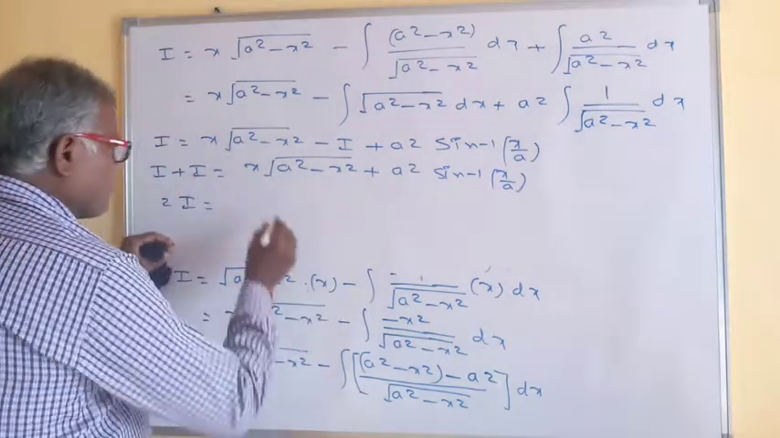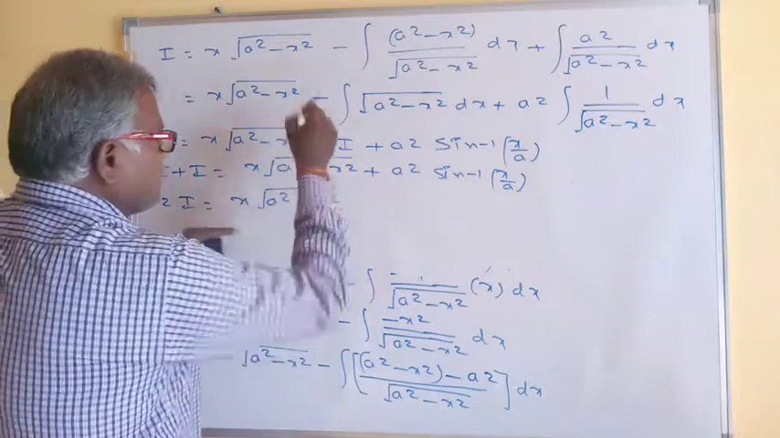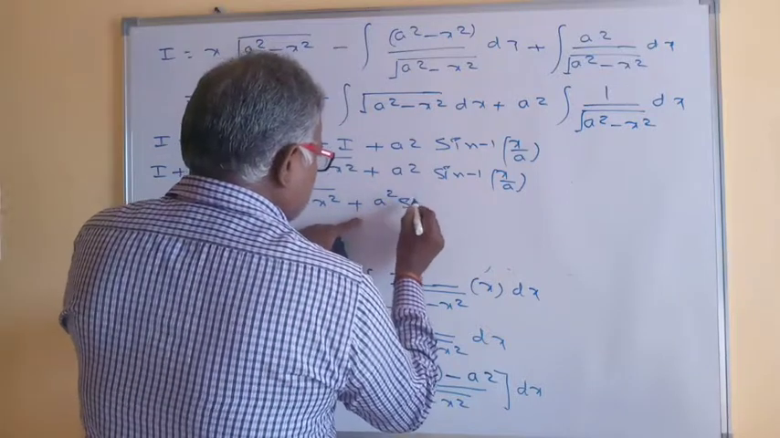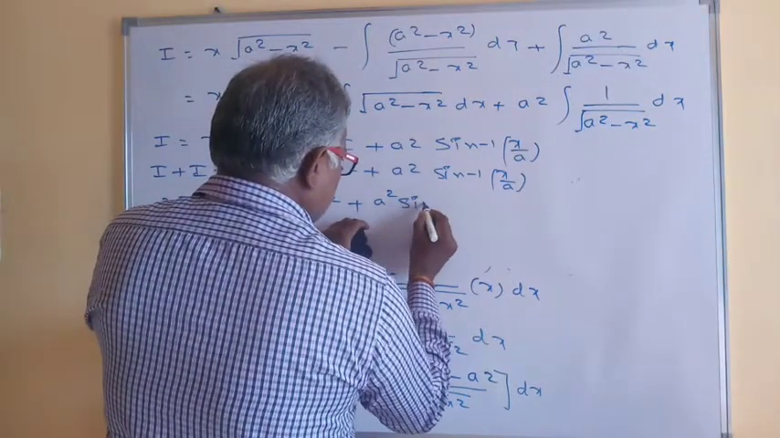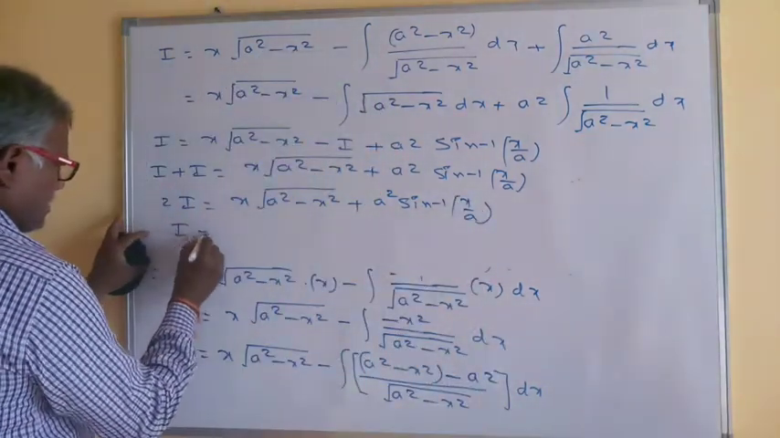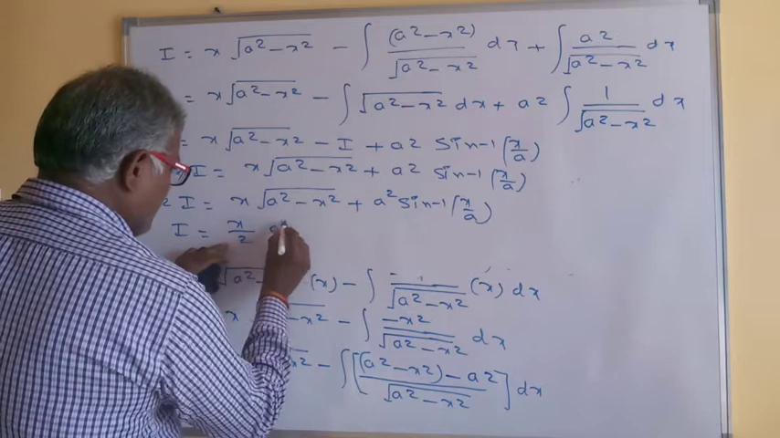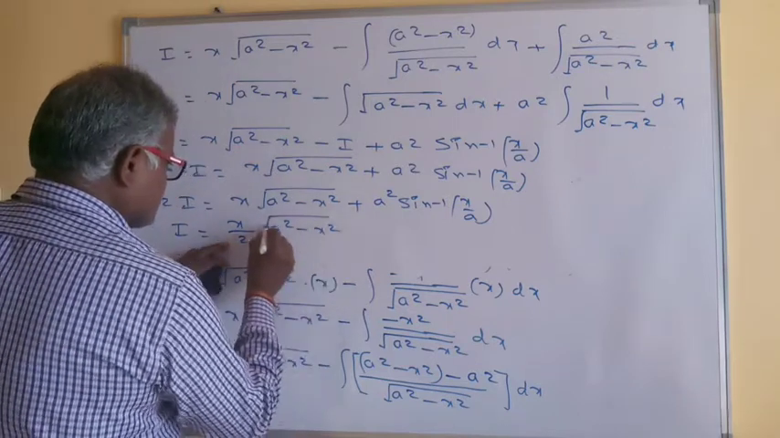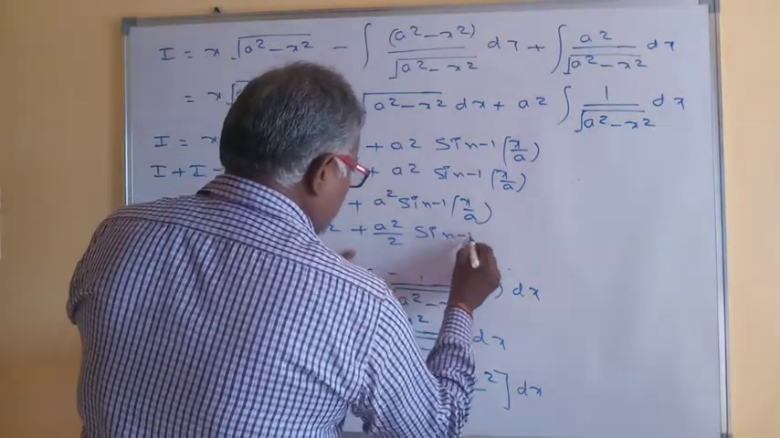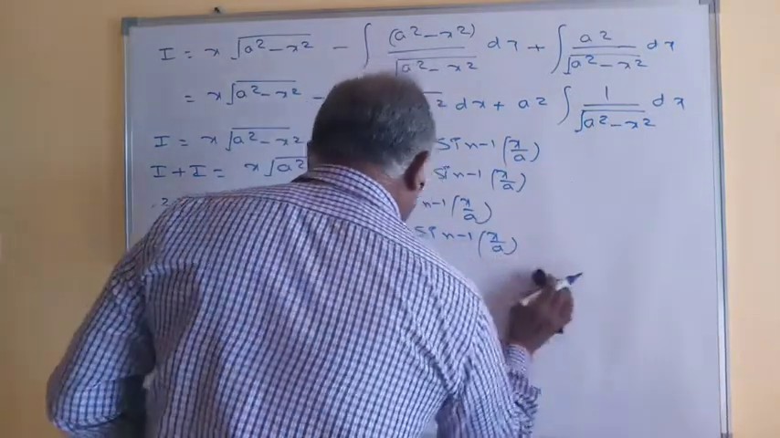So here x into root of a square minus x square, same thing. No change. The last 4 steps there is no change. Sin inverse x by a. So finally I is equal, divide with 2, what happened? x by 2 root of a square minus x square plus a square by 2 sin inverse x by a.